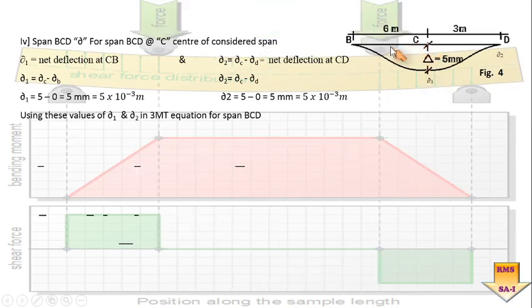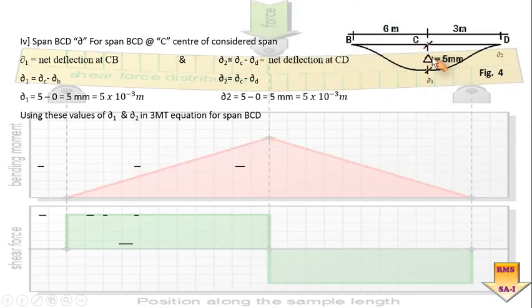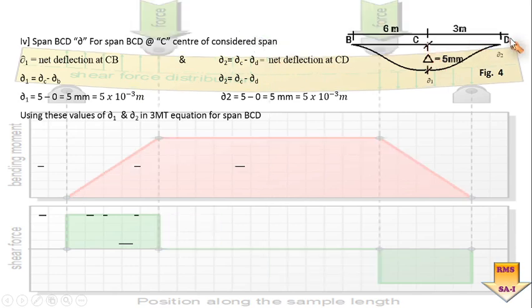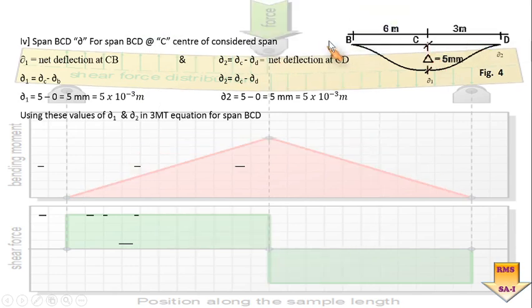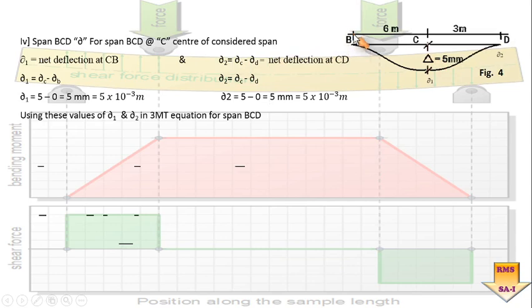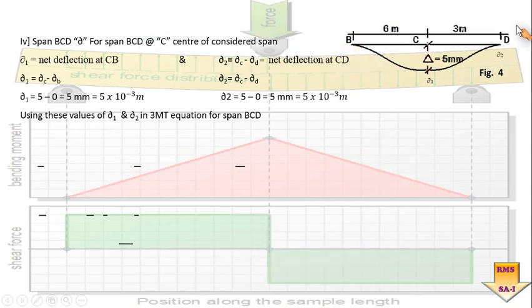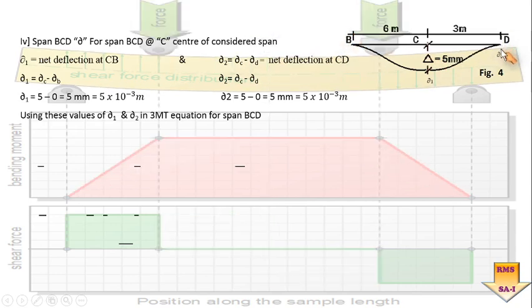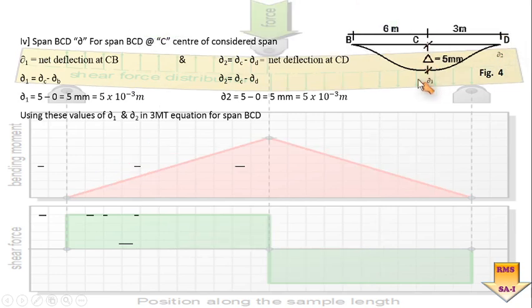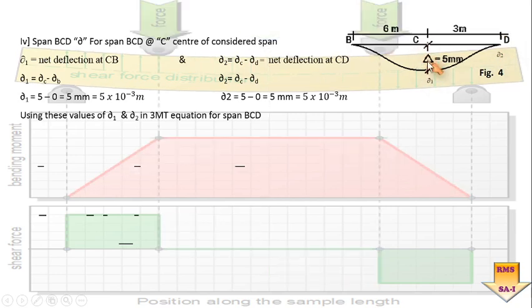Delta C minus delta B, whereas delta 2 will be what? Delta C minus delta D. Here you can see delta at B was equal to 0. Similarly, delta at D is equal to 0. Only there is a deflection, or the sinking effect, about point C.